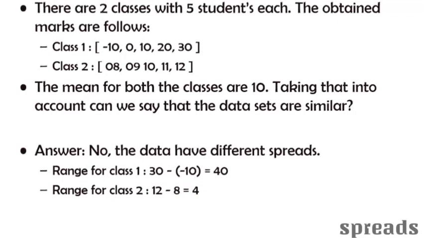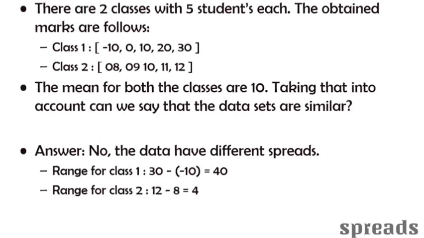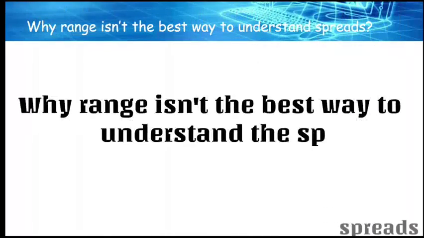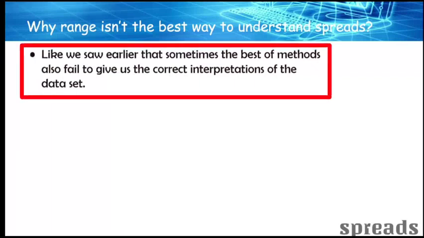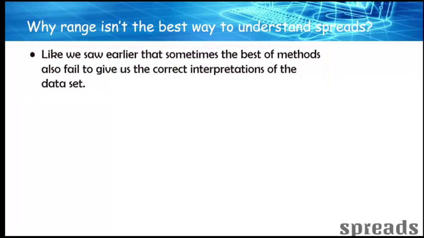So the range is a pretty good idea to see the spread. When we check the mean, it was the same 10 for both classes. Next, is range the best way to understand the spread? As I was mentioning, we have standard deviation and variance, which we'll be seeing. Range alone can also fail to give a correct interpretation of the data set. There are some other ways to find out beyond the range.